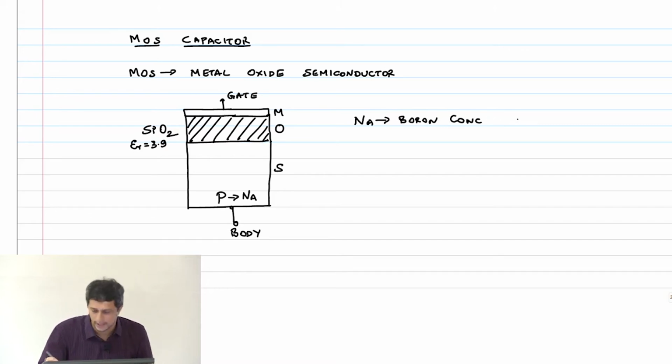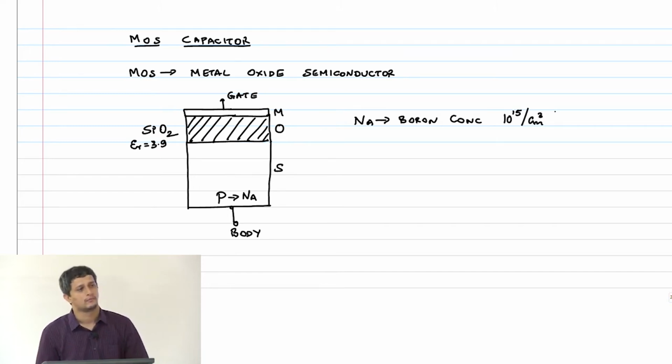What is the typical number? Again, it's about maybe 10 power 15 per centimeter cubed. This is not very heavily doped. You can go up to 10 power 17, 10 power 18, and that becomes a very heavily doped semiconductor, which we will come to a little later.